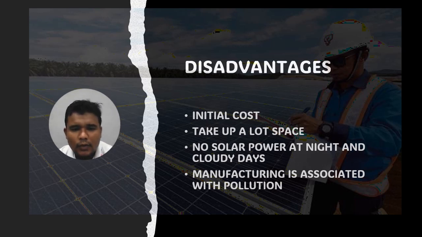Third, no solar power at night and on cloudy days. This is another drawback of the solar panel system. It needs constant exposure to sunlight to generate energy. The system will not generate any energy during the night and will also not perform at its full potential on cloudy days. Fourth, manufacturing is associated with pollution.